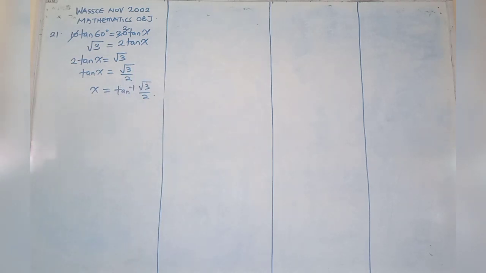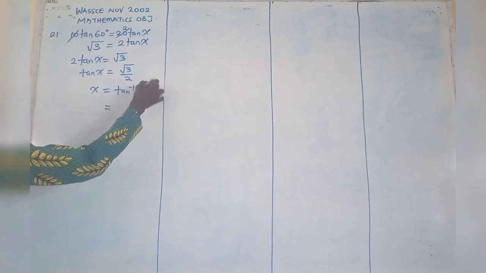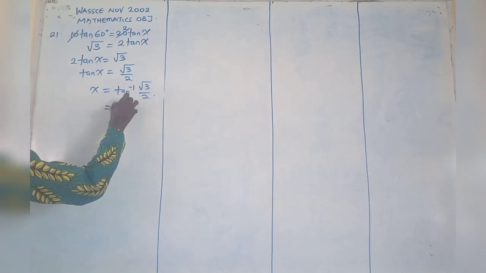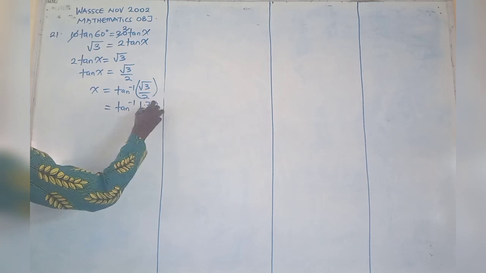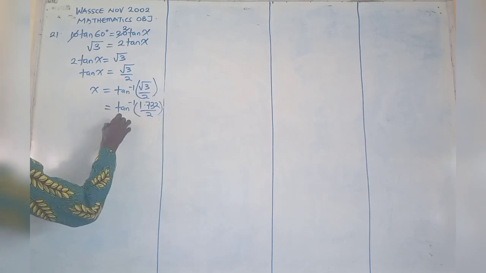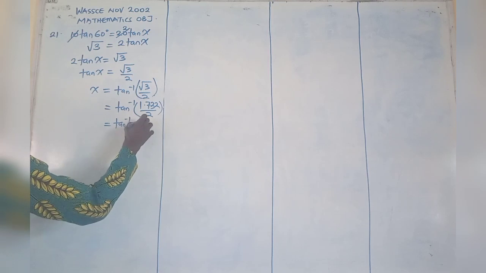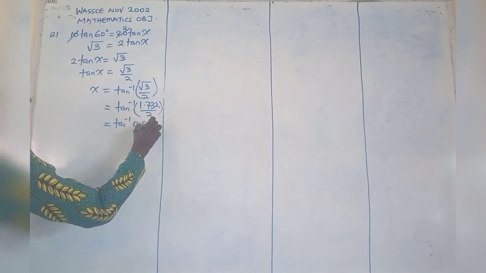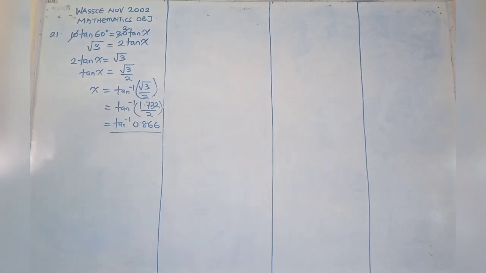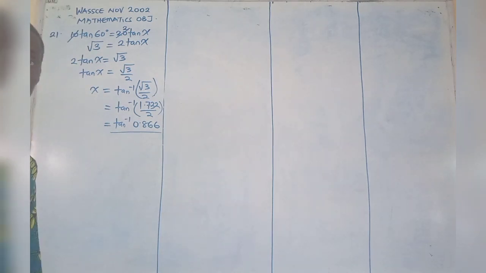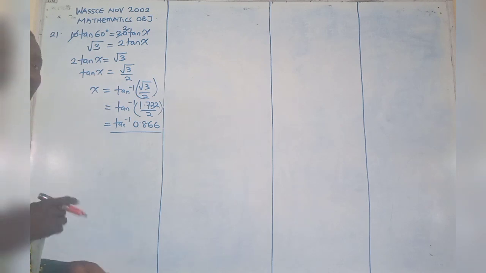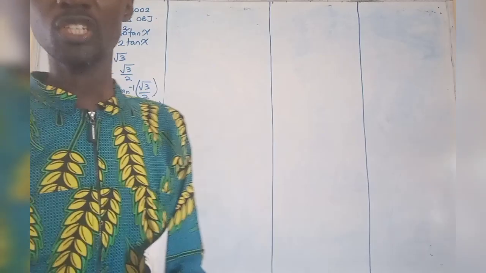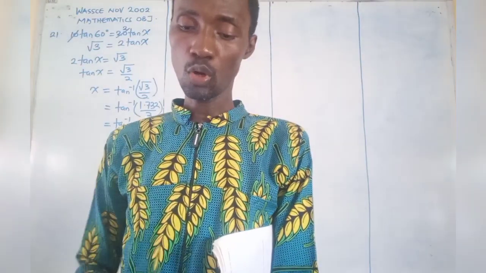Now, what is tan inverse root 3 over 2? This is the same thing as tan inverse, I'll put this in bracket, 1.732 divided by 2, which will be tan inverse of 0.866. So you go to your 4-figure table and try to figure out what tan inverse 0.866 will be. Go to tan.